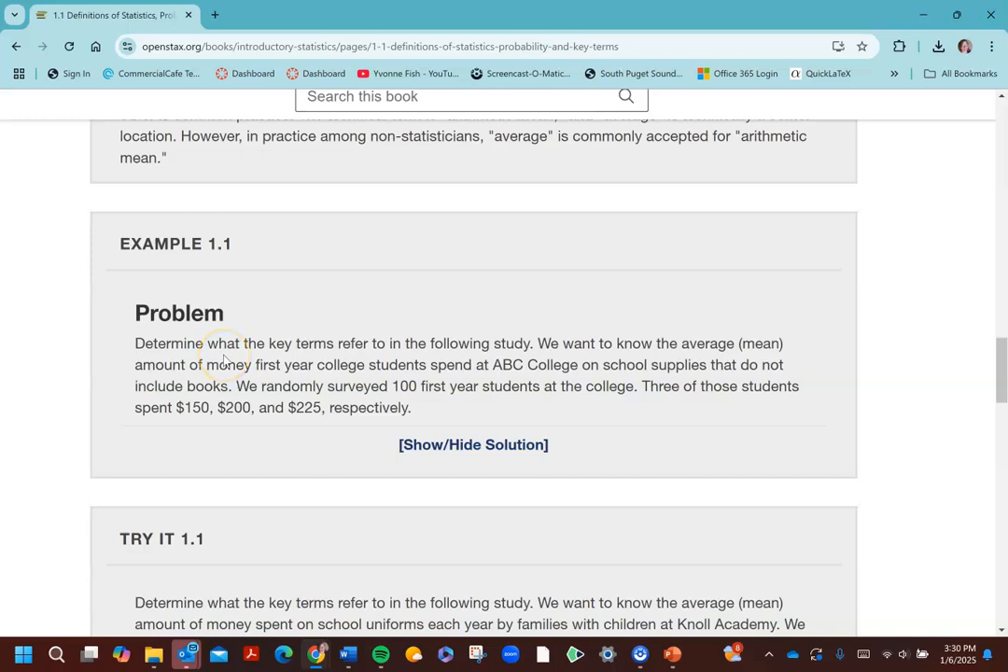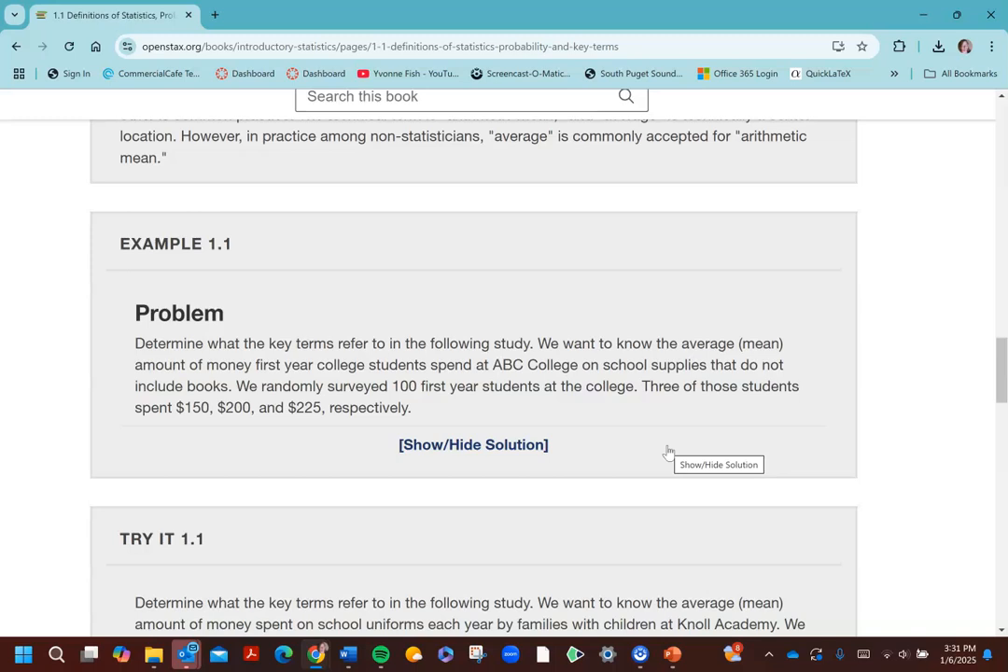Determine what the key terms refer to in the following study. We want to know the average or mean amount of money first-year college students spend at ABC College on school supplies that do not include books. We randomly surveyed 100 first-year students at the college. 3 of those students spent $150, $200, and $225 respectively. So it just means 3 of them: one spent $150, one spent $200, one spent $225.